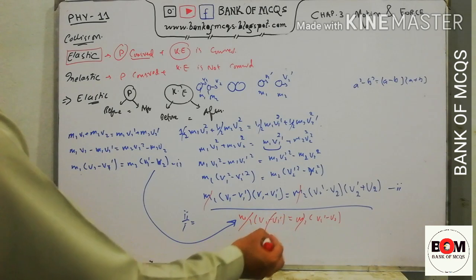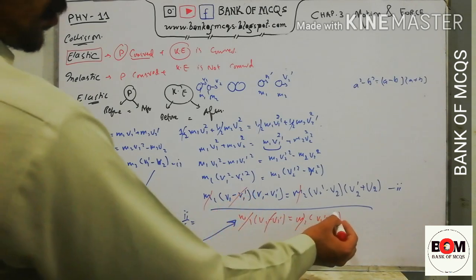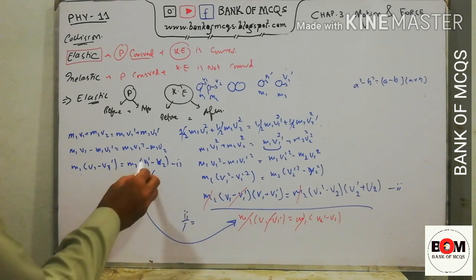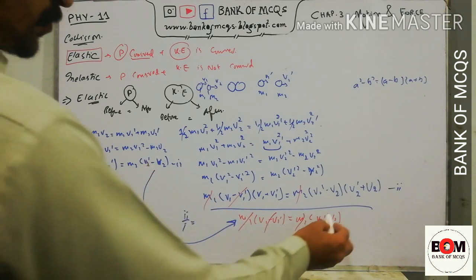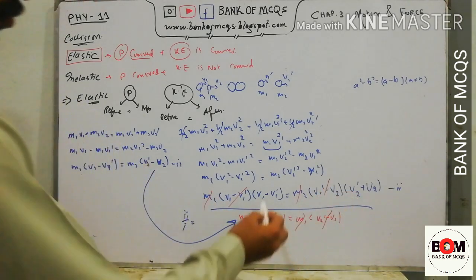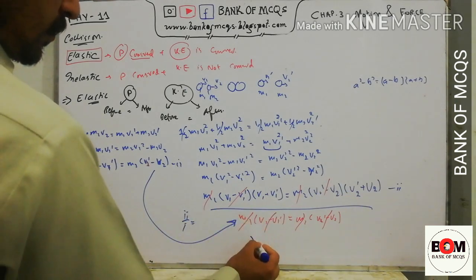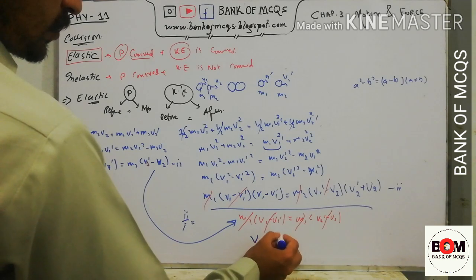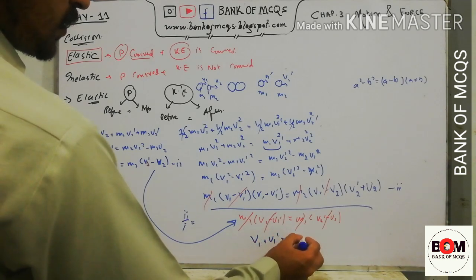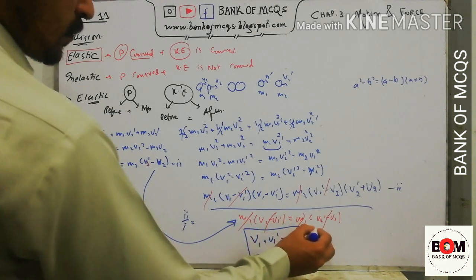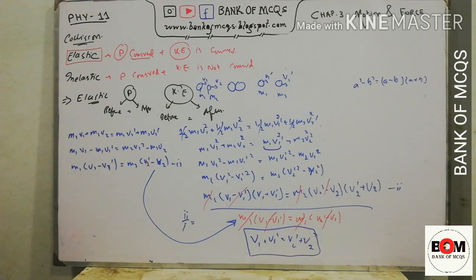Now v1 minus v1 dash will be cancelled with v2 dash minus v2. So we will get v1 plus v1 dash is equal to v2 dash plus v2. This is the result for this case.